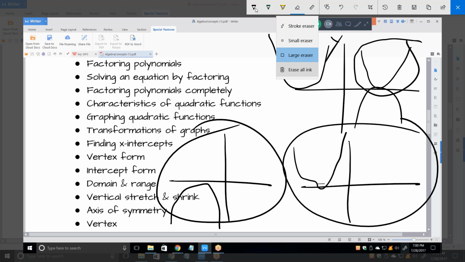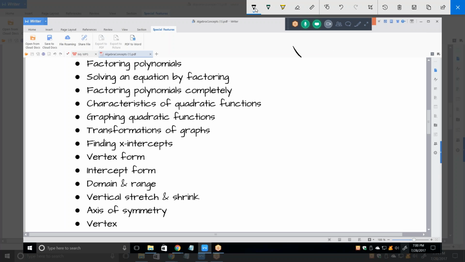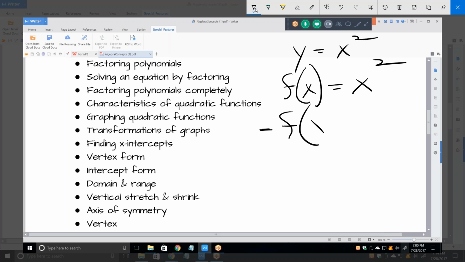Now, let's talk about, remember this is our parent function. Now let's call that f of x instead of y. And there's a good reason for doing that. If the negative sign is in front of the f of x, then that's minus x squared. That is a vertical reflection. Vertical because the change is outside the function.